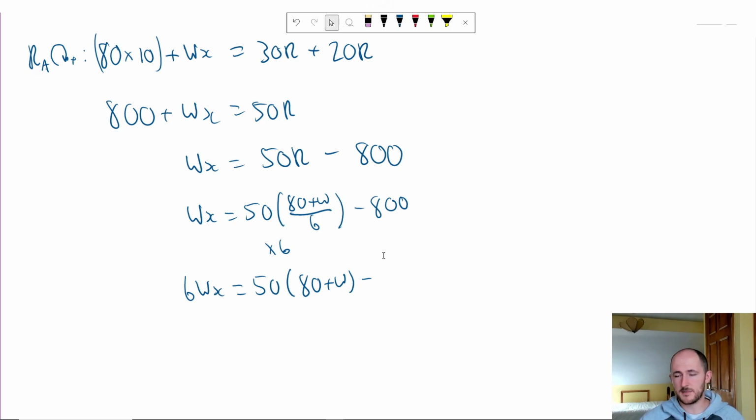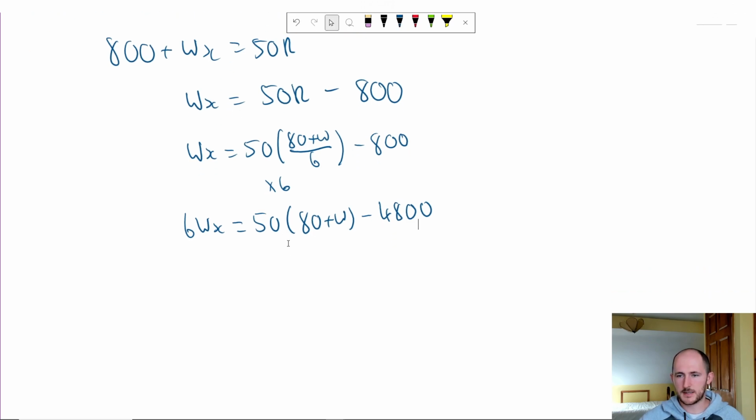So 8 times 6 is 48, and then just add the 2 zeros on. So 4,800 now. Expand the brackets. 6WX equals 50 times that, so it'll be 40, and then add 2 more zeros on. So ignore that comma. Plus 50W minus 4,800.